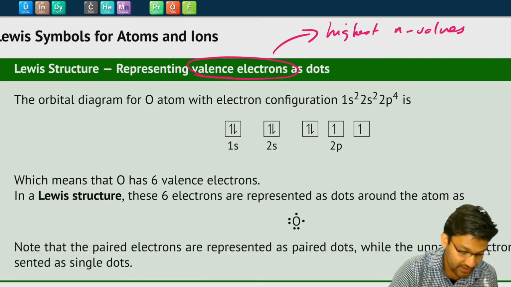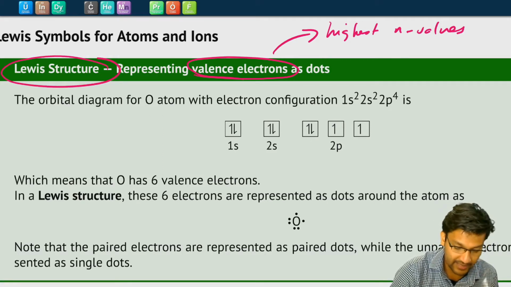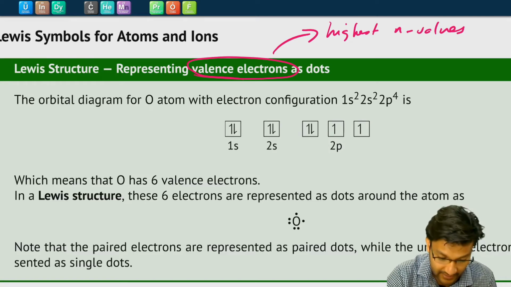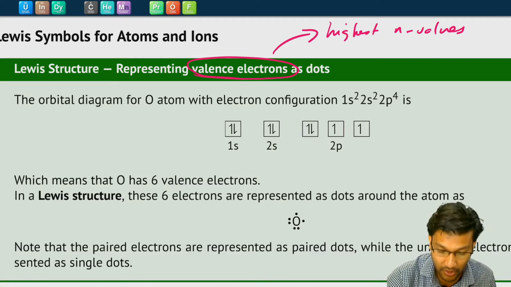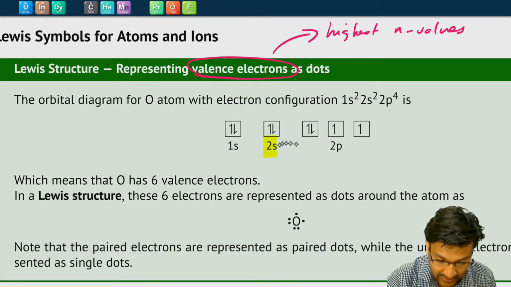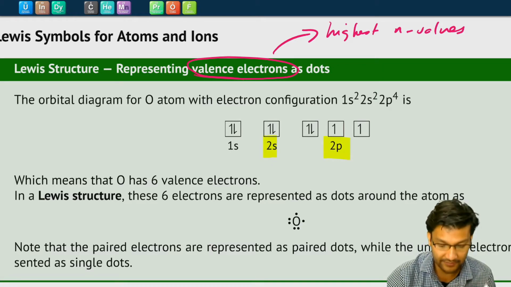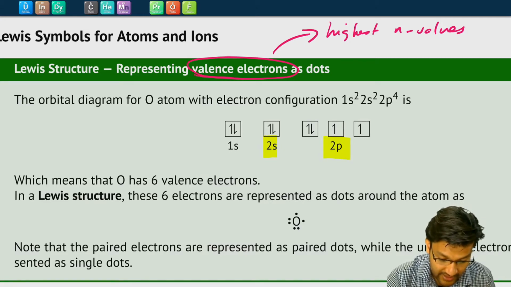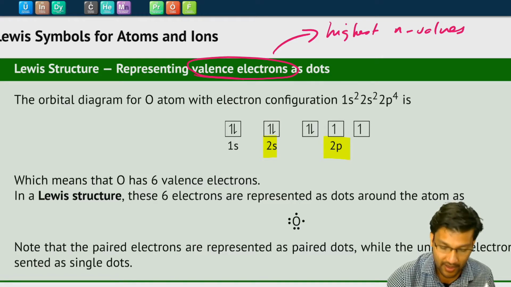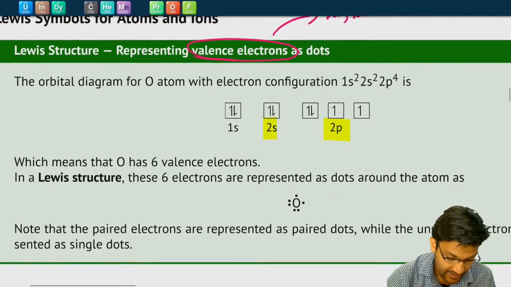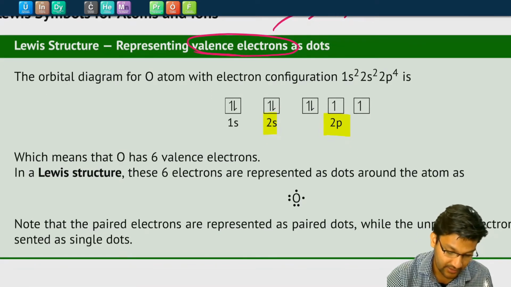What the Lewis structure is for this atom is a way to represent all of the valence electrons, which would be everything in the n equals 2 orbitals. So that'll include the 2s and the 2p orbitals because that's the highest n value. Those are the valence electrons. So we need a way to represent these 1, 2, 3, 4, 5, 6 valence electrons in oxygen. And the way we're going to do that is by using dots.